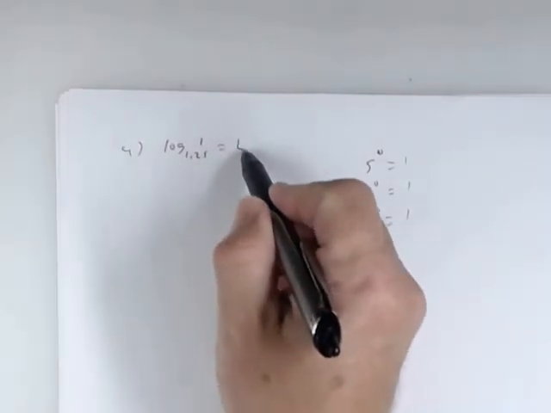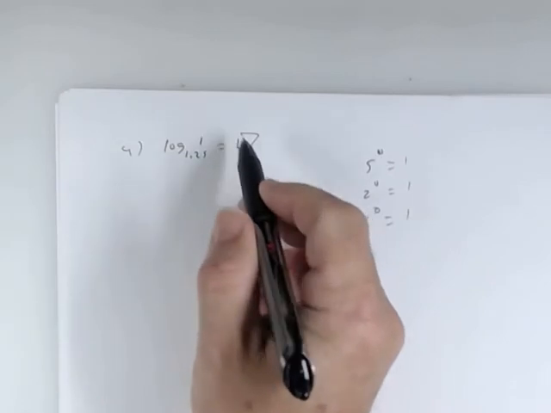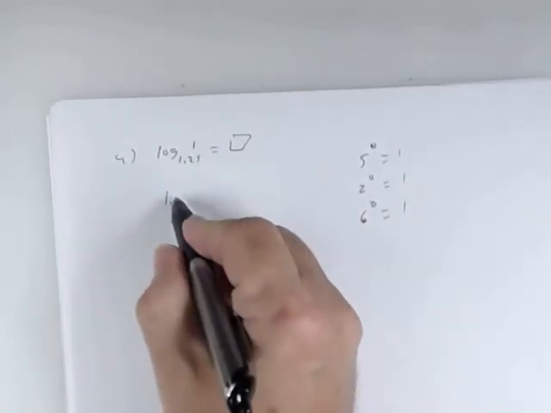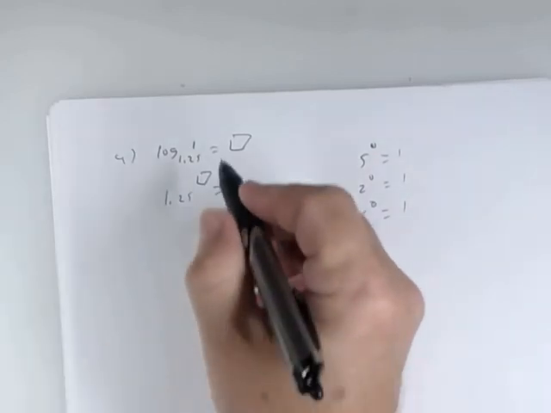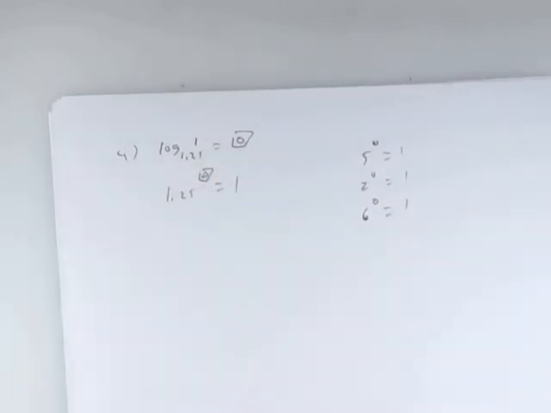So when you put this as a box, when you're trying to find out this exponent, you're saying 1.25 raised to what power is 1? 0. That's 0 here. Okay, number 5.